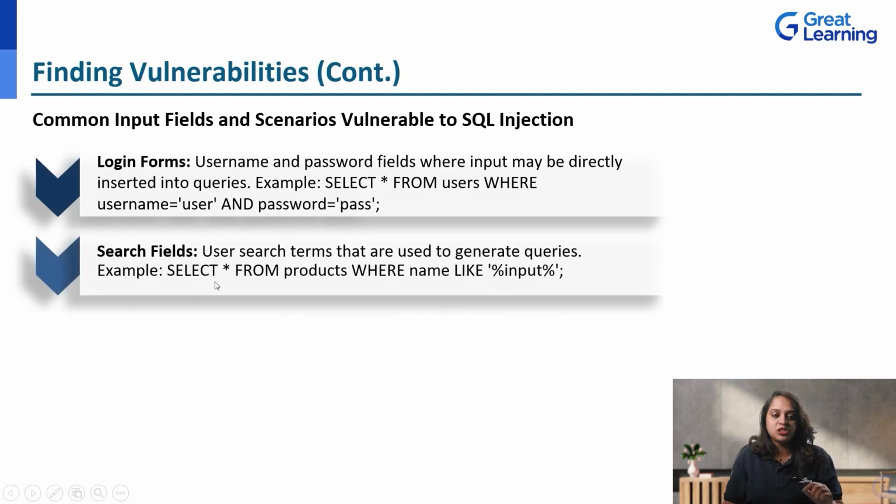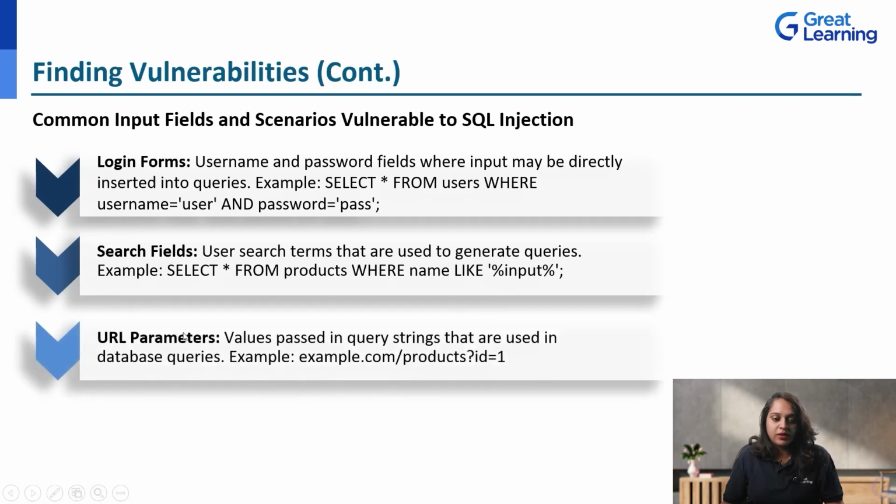Next is your search fields. So user search terms that are used to generate queries. For example, if you want to search for some data in your database, you will write search queries, right? So you can write a query as select from products where name like input. You will write queries using the select keyword to retrieve or search some data. These kinds of queries can also cause SQL injection.